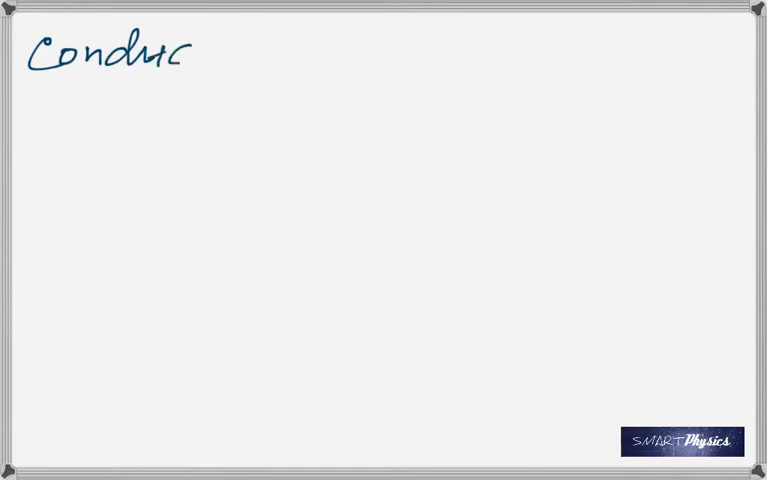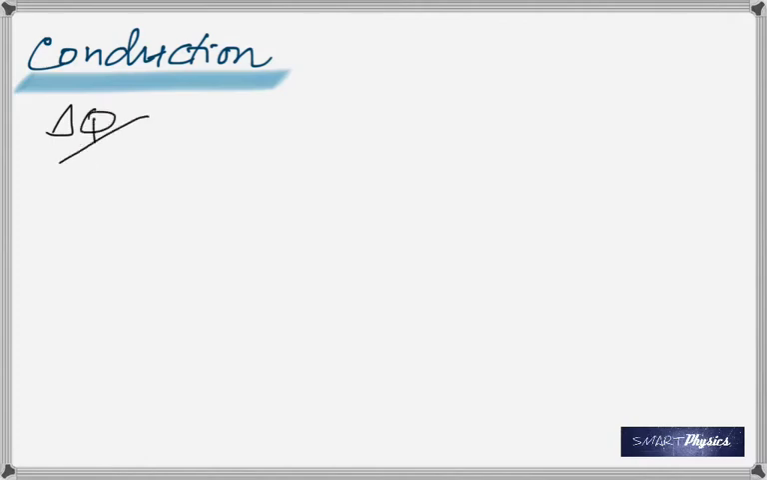Next one is conduction. How did you find the average temperature? What's the formula for conduction? You're waiting for it to appear on the screen. Q over delta T is equal to K A delta T over L.